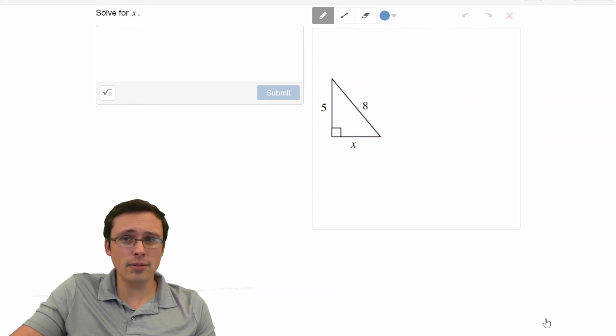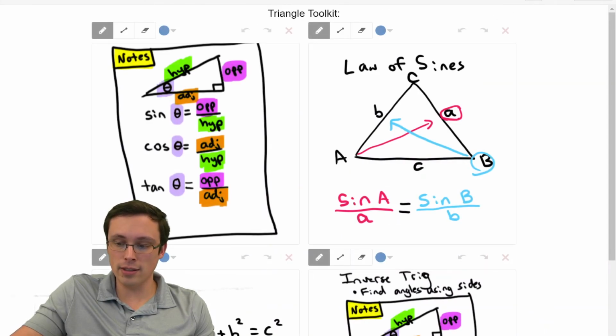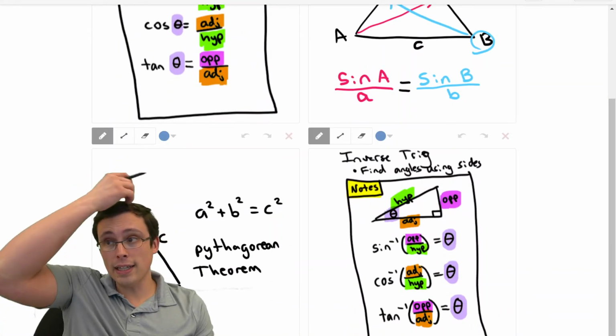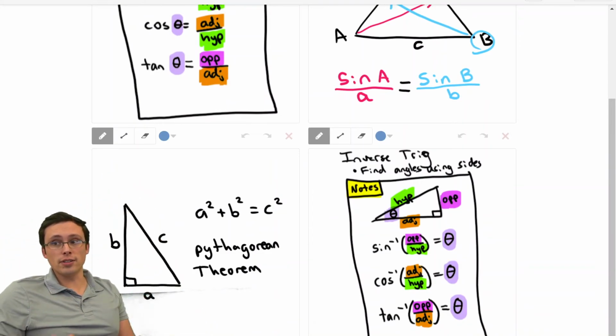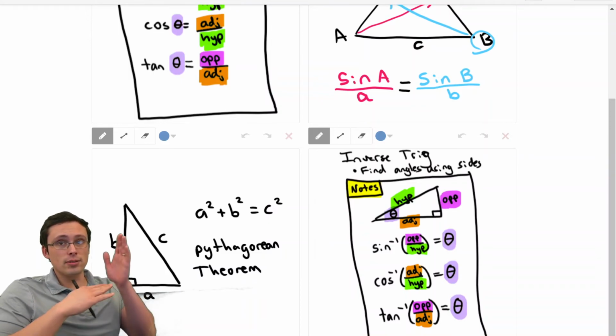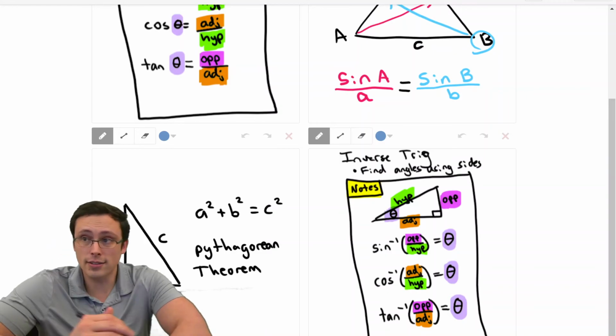If you know two sides in a right triangle, you can find the other side using the Pythagorean theorem. What's the Pythagorean theorem? Let's go back to our notes. You first learned this back in middle school. A squared plus b squared equals c squared. That's in right triangles. The a and the b are the legs, the two sides that make the 90, and the c is the hypotenuse, the one across from the 90 degrees.